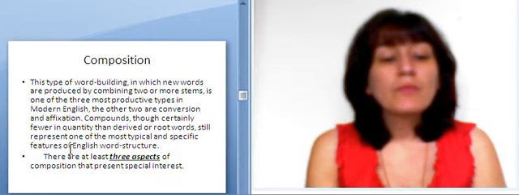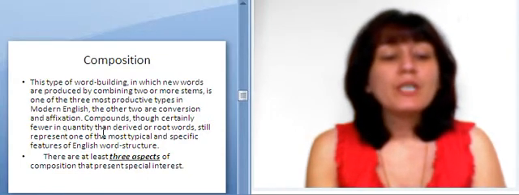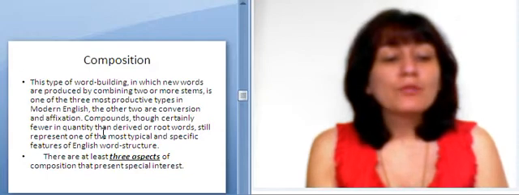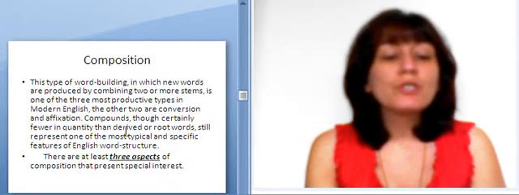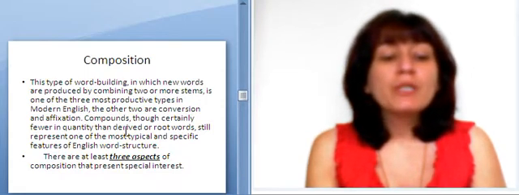Composition. This type of word building, in which new words are produced by combining two or more stems, is one of the three most productive types in modern English. The other two are conversion and affixation. Compounds, though certainly fewer in quantity than derived or root words, still represent one of the most typical and specific features of English word structure. There are at least three aspects of composition that present special interest.